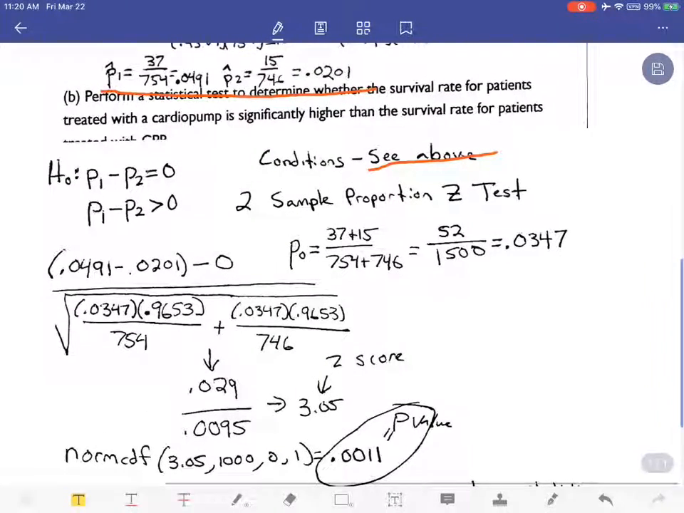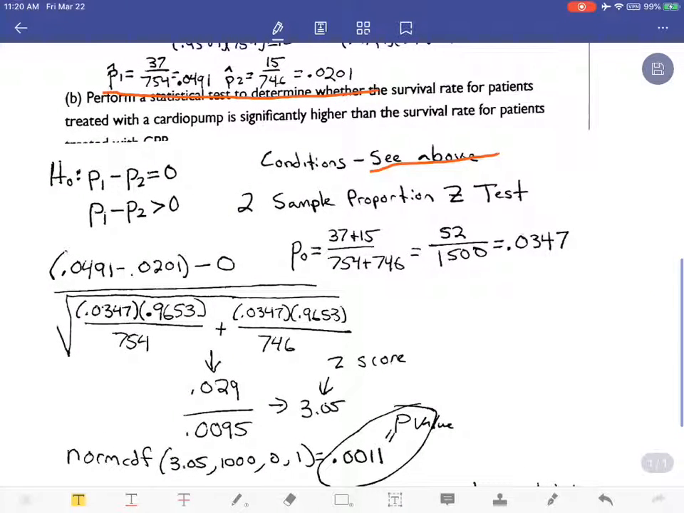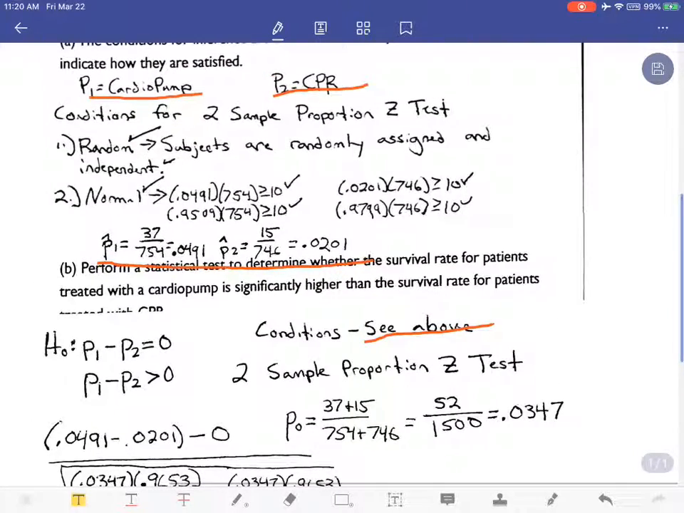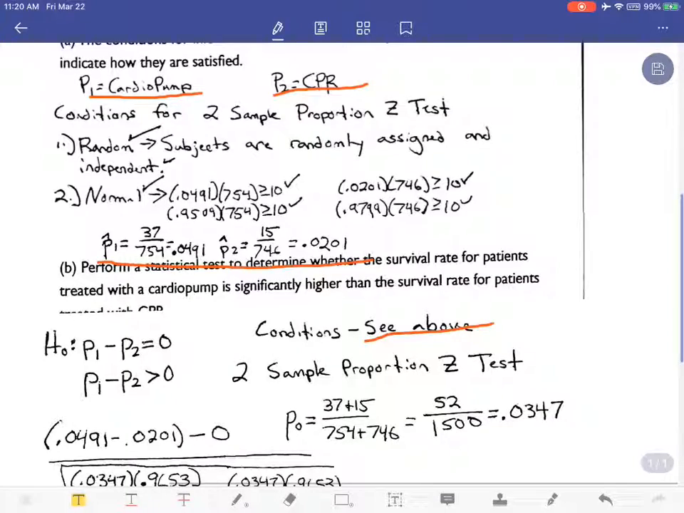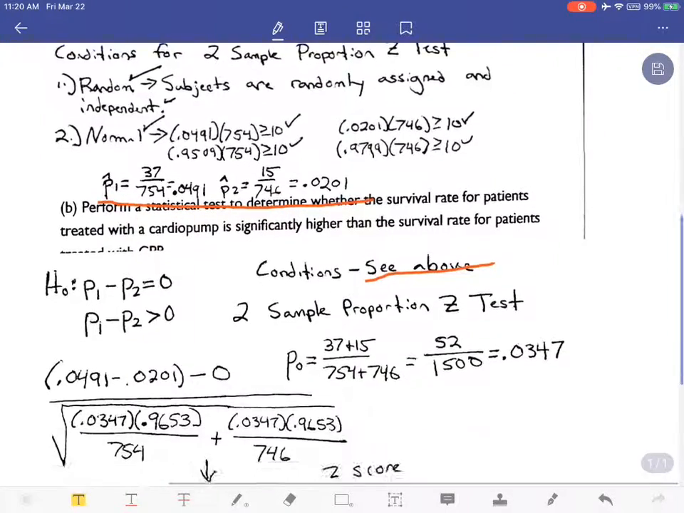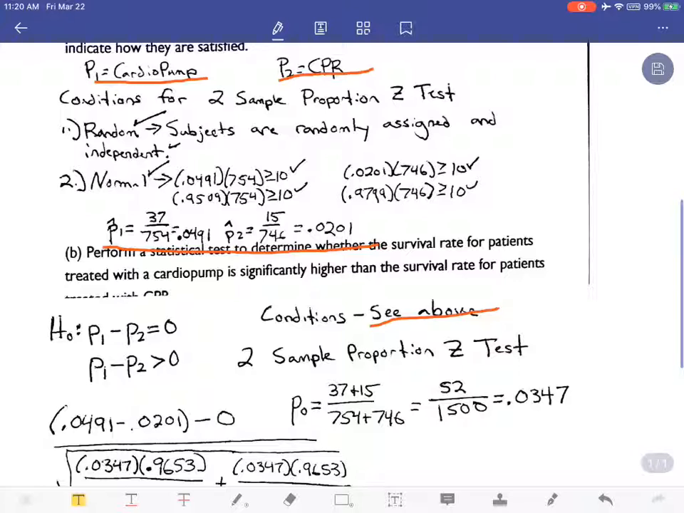Now for the alternative, we want to read through the problem. They're trying to test whether the cardiopump group has a higher survival rate. So let's go back and see what P1 was. P1 was the cardio group, and P2 was the CPR group. If we subtract those two and the cardiopump is higher, then our difference is going to be greater than 0. So our greater than sign is going to be on our alternative hypothesis.